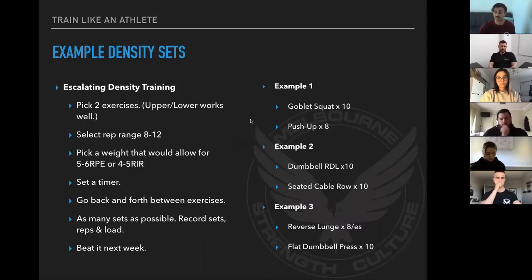All you do is set a timer and you just go back and forth as many as they can. You record it next week. Hey, I want you to beat that. Having a target, and most people, once they beat that target and see results, it's a dopaminergic response.